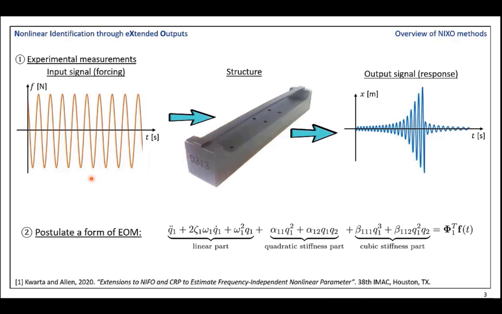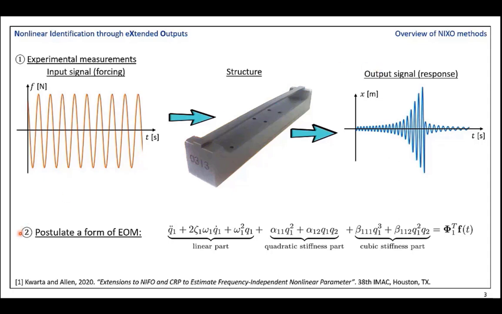I would like to start with a quick explanation of how the NIXO algorithms work. First of all, NIXO is an abbreviation of Nonlinear Identification through Extended Outputs. To identify a system with NIXO, one must follow 3 steps. The first step is naturally to take a laboratory measurement of the forcing signal used to excite the structure and the response generated by the mechanical system.